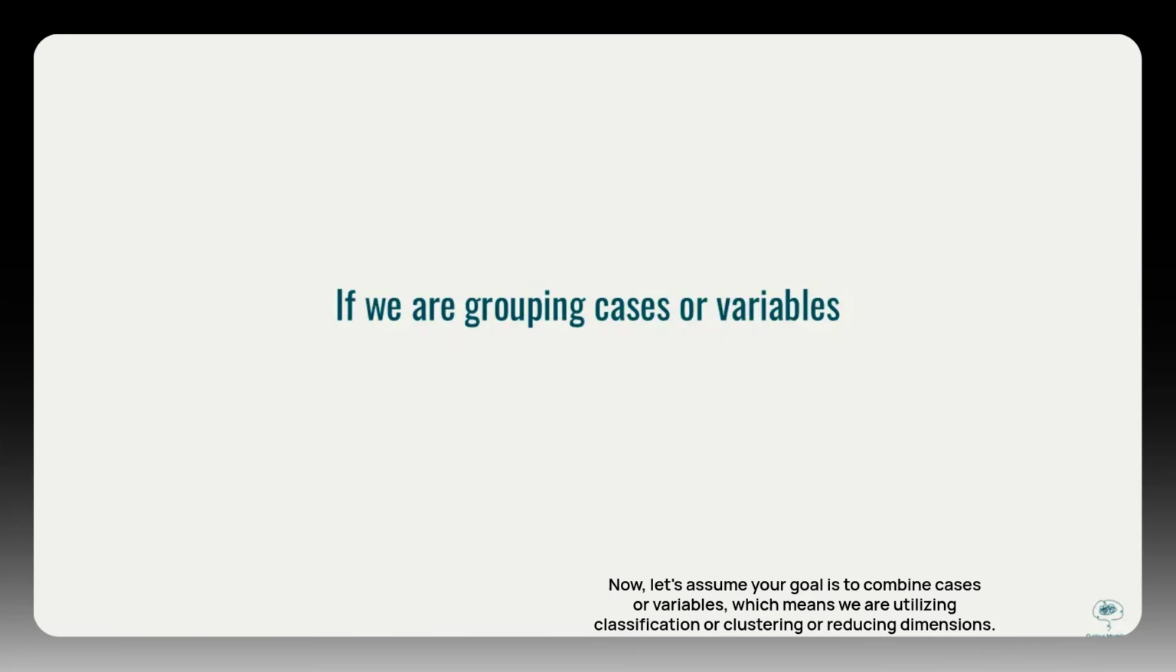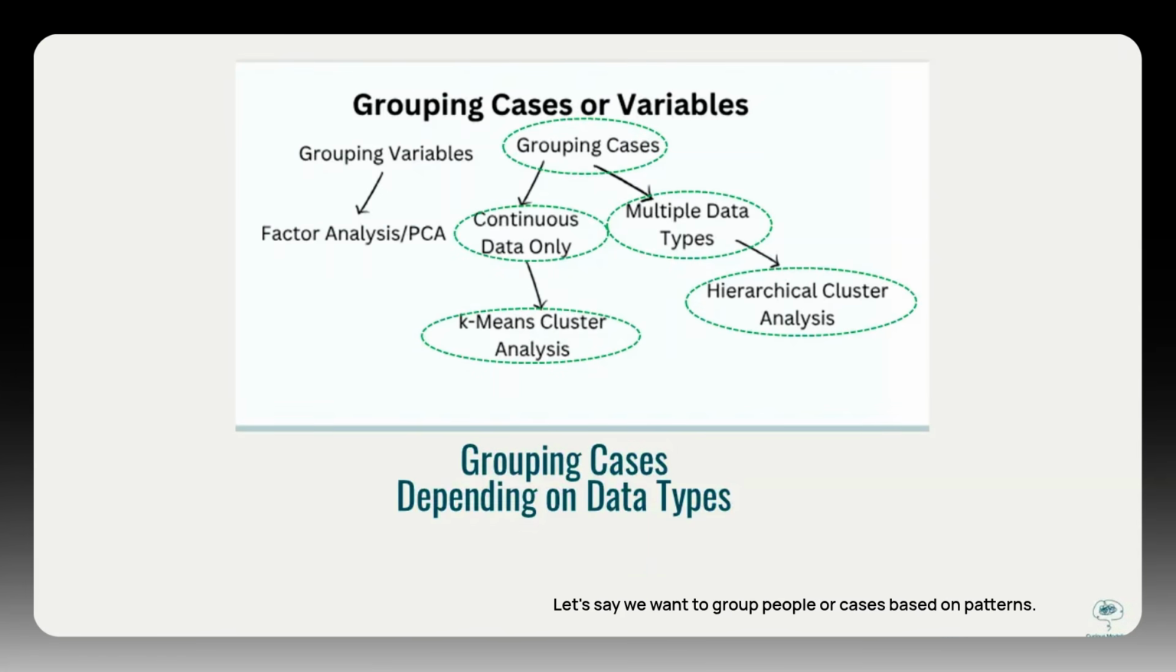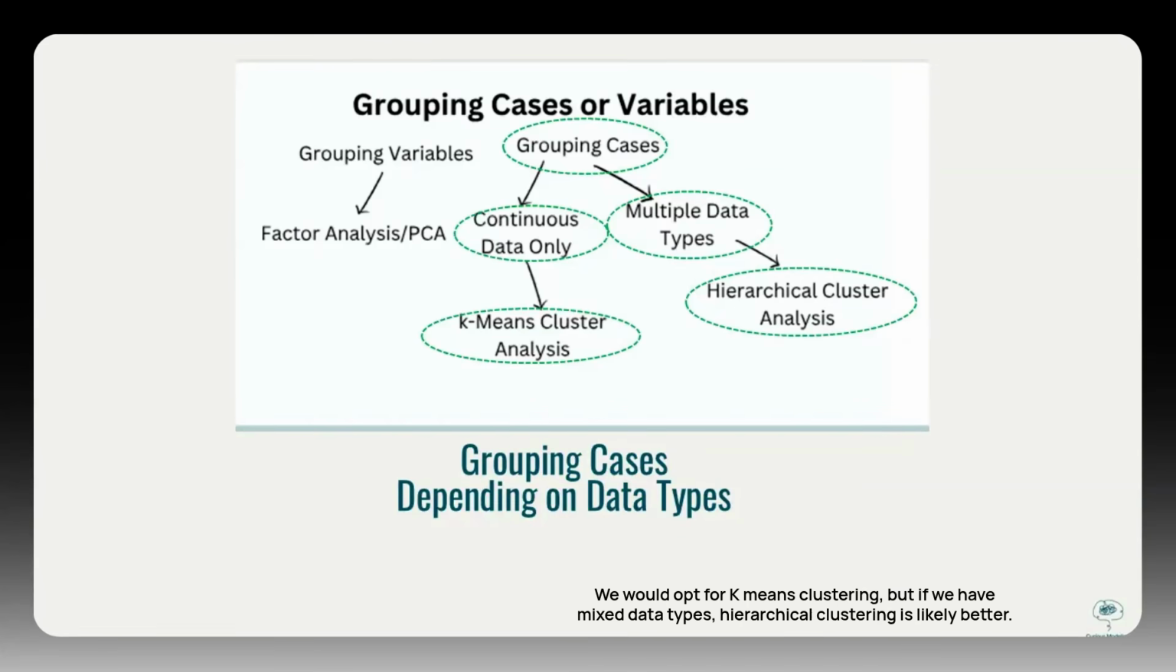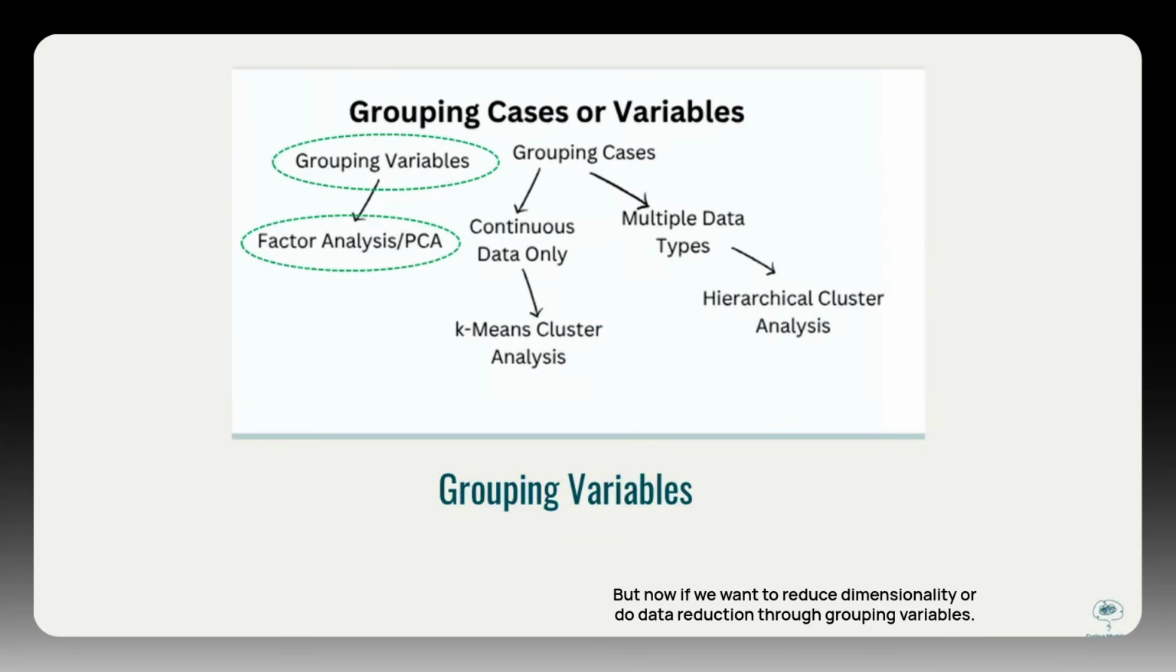Now let's assume your goal is to combine cases or variables, which means we are utilizing classification or clustering or reducing dimensions. We would move to this section. Let's say we want to group people or cases based on patterns. Do we have all numeric variables? We would opt for k-means clustering. But if we have mixed data types, hierarchical clustering is likely better. But now, if we want to reduce dimensionality or do data reduction through grouping variables, we would opt to use principal component analysis, PCA, or factor analysis, FA.